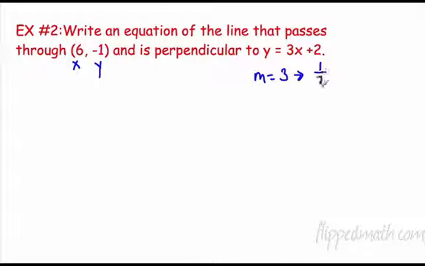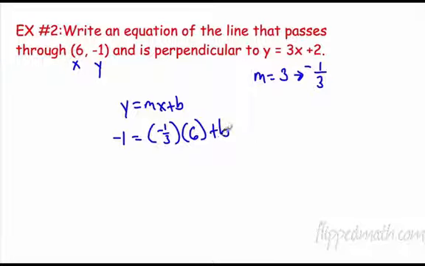So that's 1 over 3. And it was positive, so now it's going to be negative. So now y equals mx plus b. All right. Negative 1 is y. My slope is negative 1/3. My x is 6. And I don't know my b.